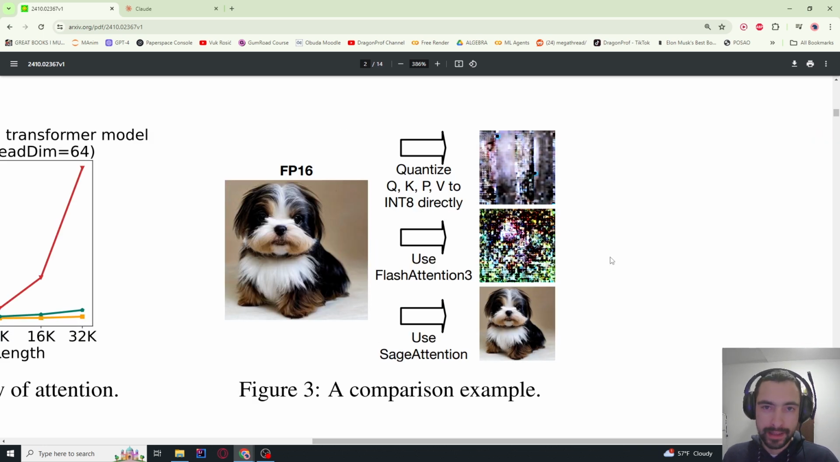Then they also say that other quantization methods primarily focus on the linear layer, but here they apply the quantization methods onto the attention mechanism. So here they directly quantize these matrices into int8, and we see that this image gets very blurry. Then they use FlashAttention 3 on the attention mechanism, and the image is not much better. And then there's SageAttention. There is almost no difference.